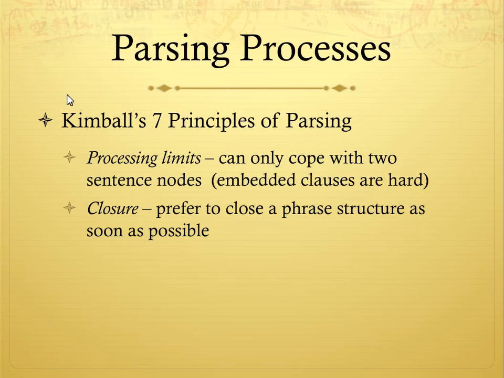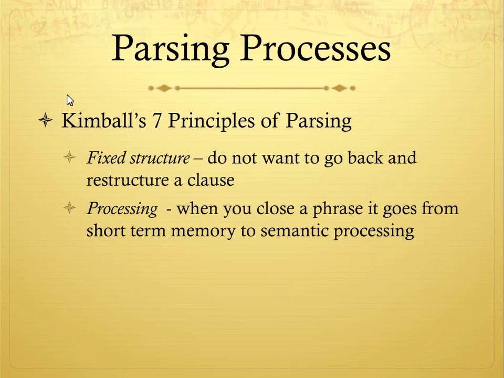Closure: we will hope to close a phrase structure as soon as possible. So late closure is sometimes where you'll close a phrase structure as quickly as possible, even if it isn't correct. So we expect the nouns and the verbs that are close together to be a phrase structure and to close them. Fixed structure: it is very difficult to get people to go back and reinterpret sentences. We don't like to go back and restructure things because of those clauses.